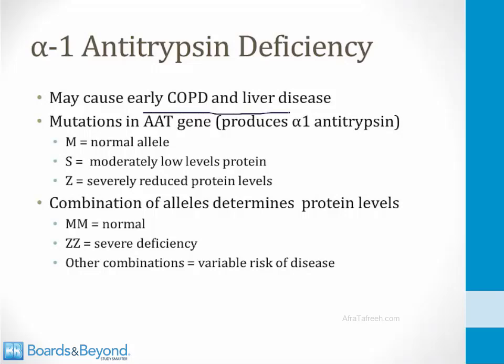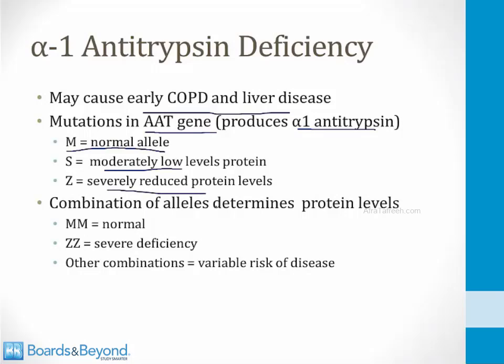But for our purposes here, just know that mutations in the AAT gene, which produces alpha-1 antitrypsin deficiency, lead to this disorder. The M allele is the normal version of the AAT gene. If you have the S allele, you will produce moderately low levels of the alpha-1 antitrypsin protein. If you have the Z allele, you will produce severely reduced protein levels of alpha-1 antitrypsin.